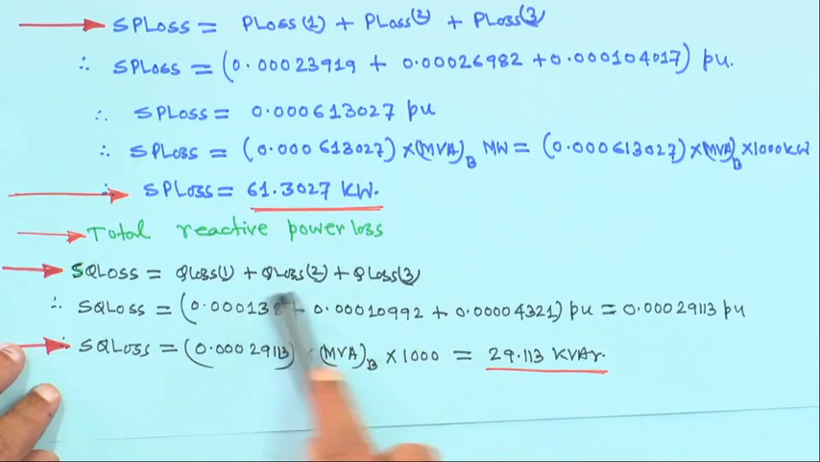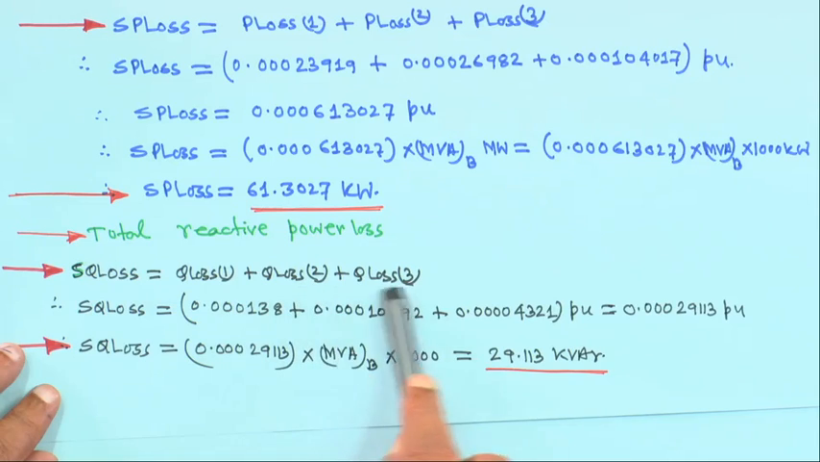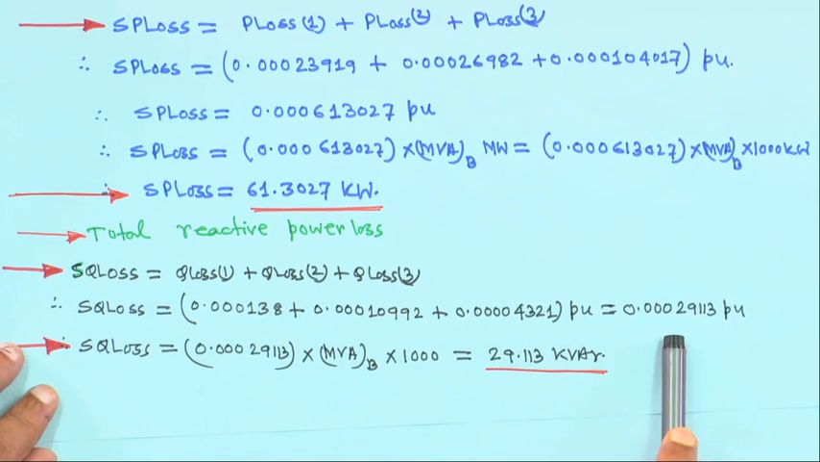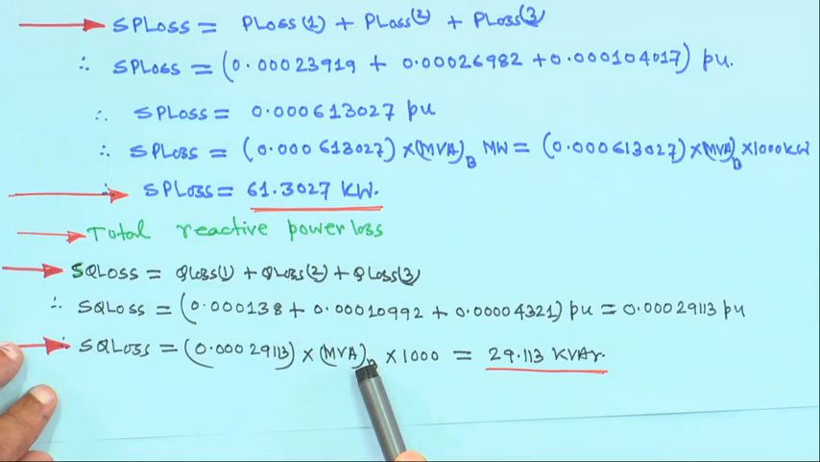Similarly, for Q loss, it is Q loss 1 plus Q loss 2 plus Q loss 3. Sum it up, and then multiply by the same MVA base into 1000, your MVA base is 100. So, it will become 29.113 kilowatt.